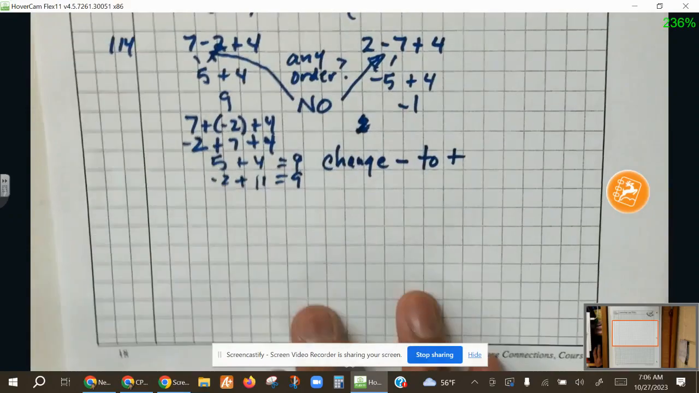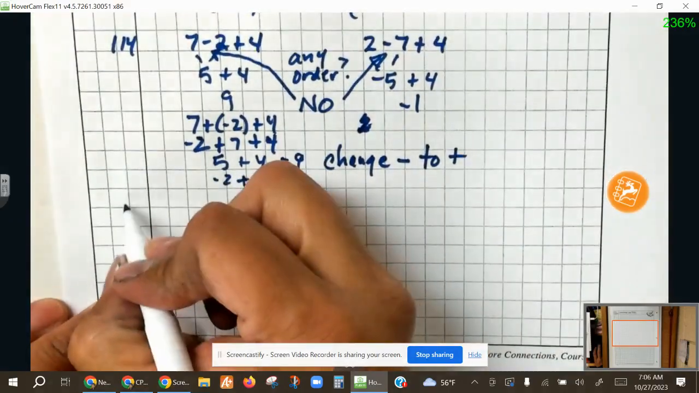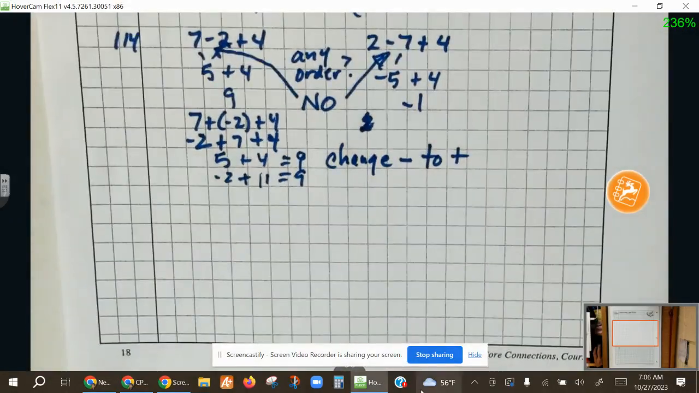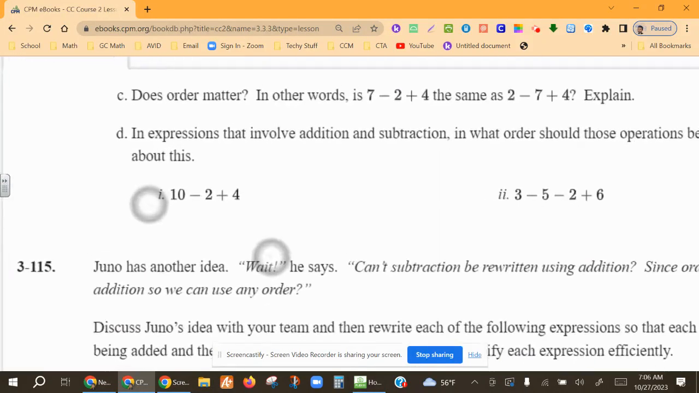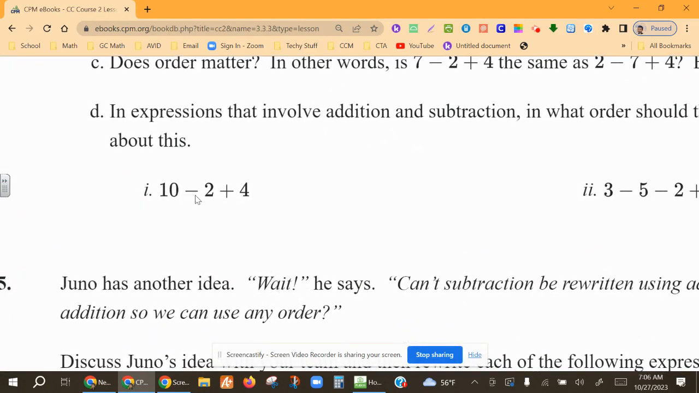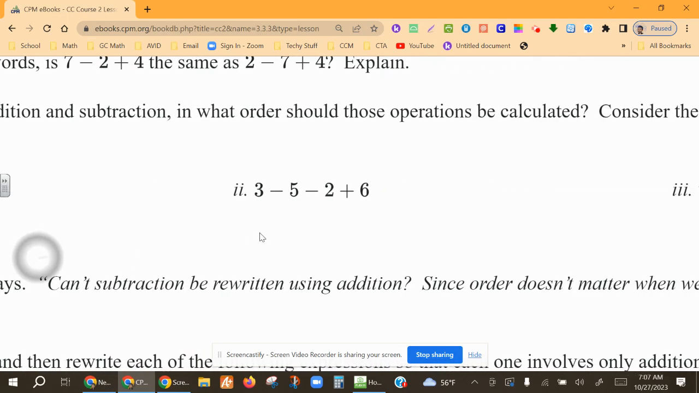Okay, so the next problem. So we have a couple of examples. So if I have 10 minus 2 plus 4, what would be beneficial to move these numbers around? What can I do? So think about it. We can rewrite this as 10 plus negative 2 plus 4, and that would give us 12.